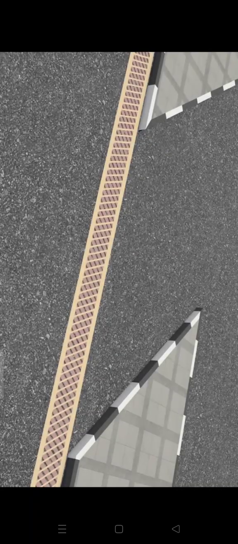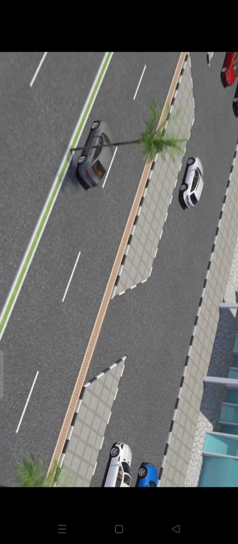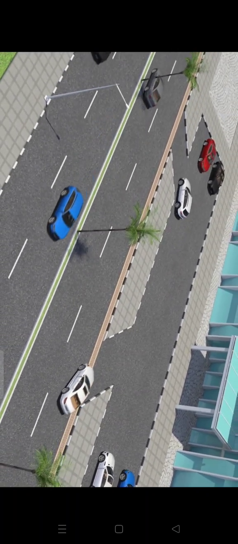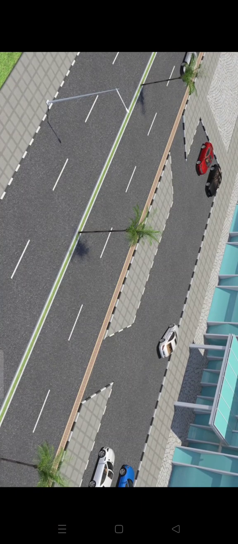No parking, no stop. This line is used at entrances and exits to prevent stopping and parking of vehicles that may obstruct the entry or exit of cars and vehicles.